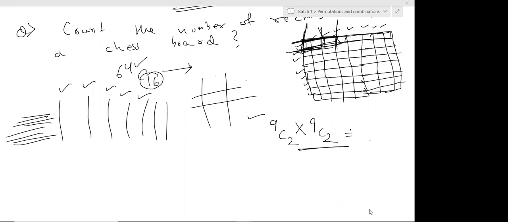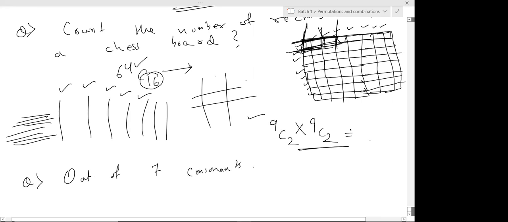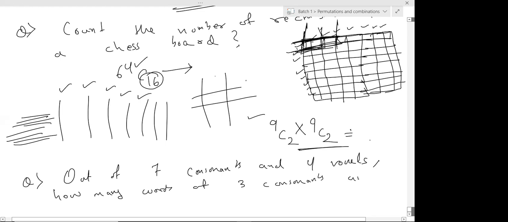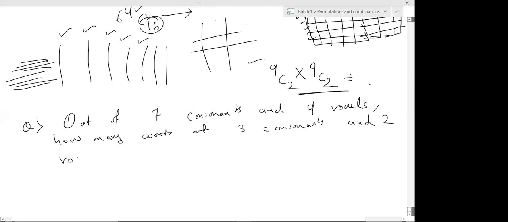All right, another question. Out of 7 consonants and 4 vowels, how many words of 3 consonants and 2 vowels can be formed?